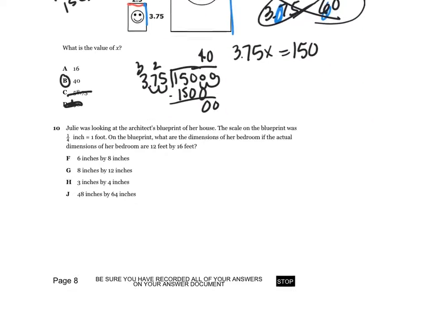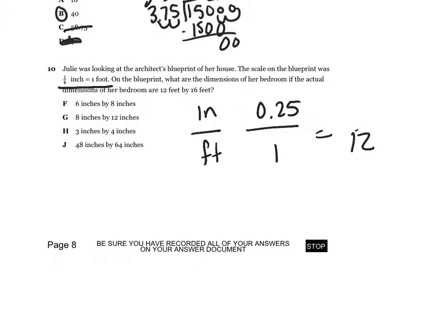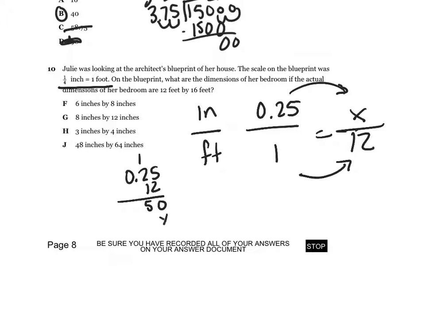Okay, and our last one, Julie was looking at the architect's blueprint for her house. The scale of the blueprint was 1/4 inch equals 1 foot. I'm going to change that over. And what are 12 feet? We're 12 here, so we're here. So times 12 times 12, so 0.25 times 12. So we're going to get 3 inches.